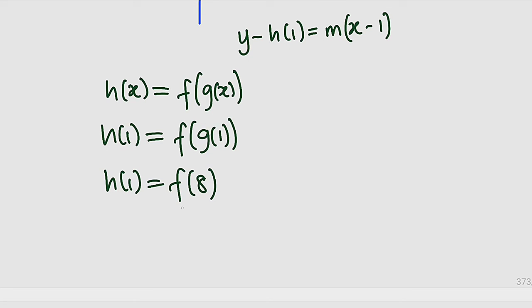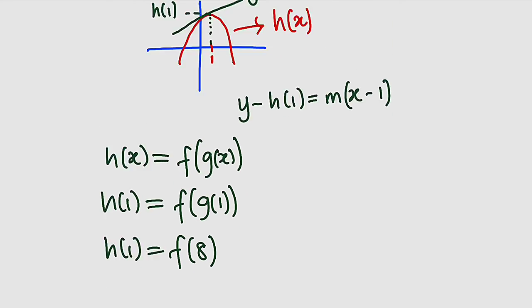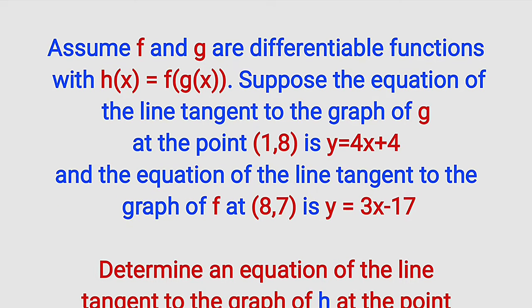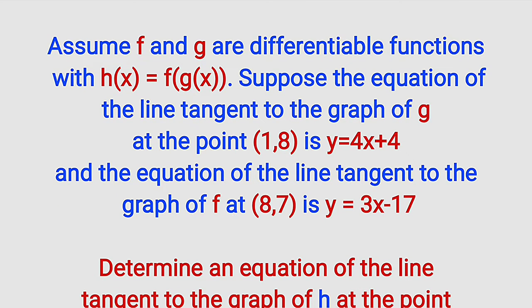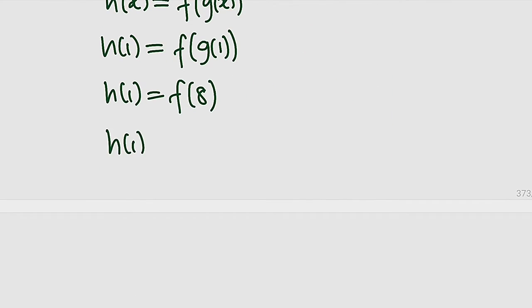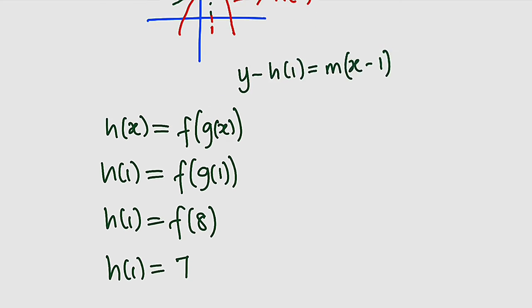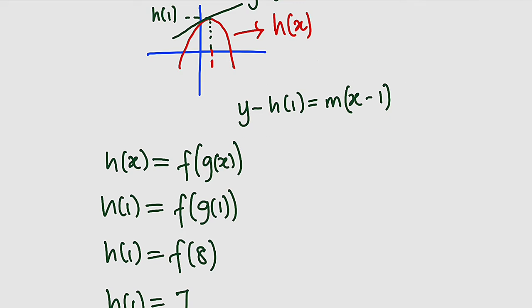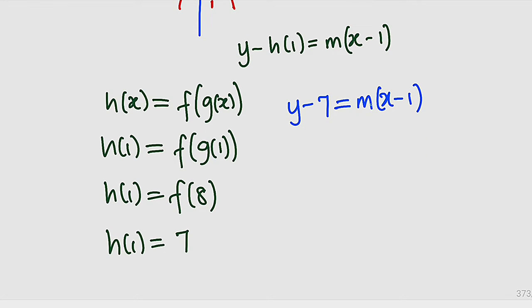And again, we need to find what is this f of 8. Let's go back to the function f. This is the function f. At exactly where x is equal to 8, y will be equal to 7. Therefore, f of 8 is equal to 7. So we have h of 1 equal to 7, which we can now plug back into this equation. Let me write it here. We have y minus 7 equals m times x minus 1. The only thing we need to find again is m.